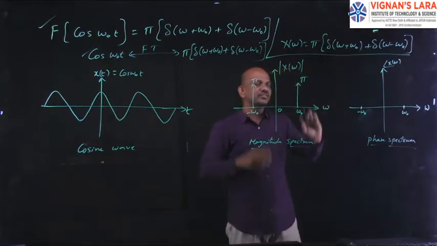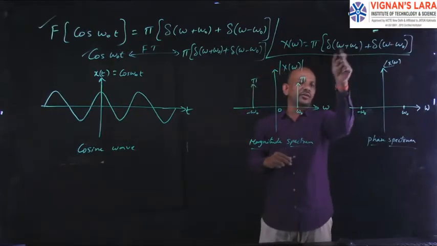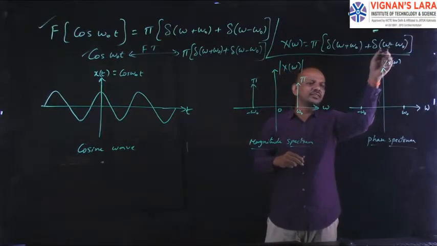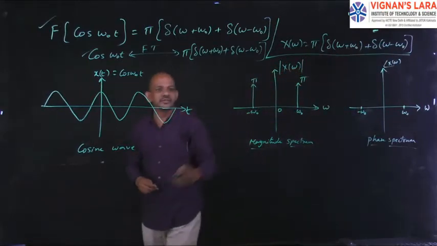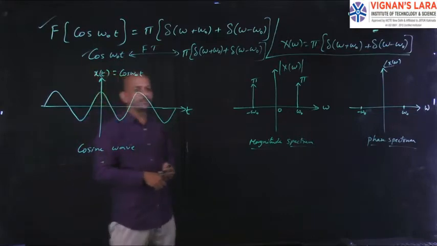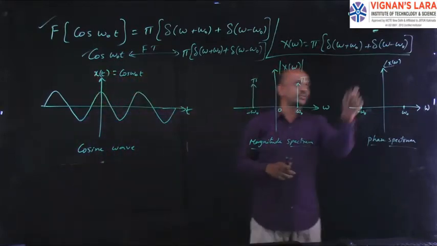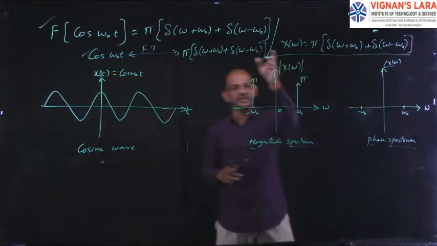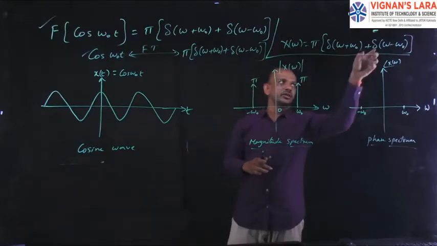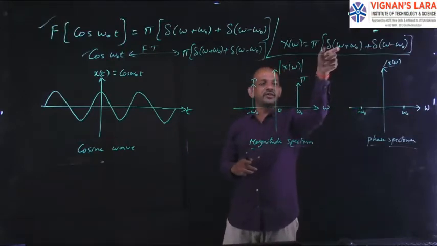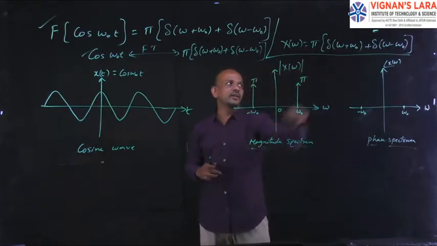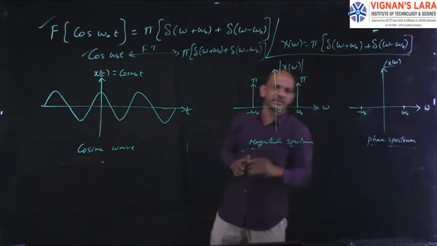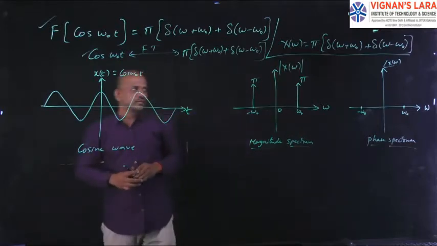For all the remaining values, we don't get 0 here, we don't get 0 here. That is, both are 0. 0 into anything is 0. For all the remaining values, it is 0. So this is nothing but the magnitude spectrum. Okay, so the magnitude spectrum is only at 2 points. That is at omega naught and minus omega naught. At omega naught, we have this value as 1. At minus omega naught, we have this value as 1. So at omega naught, 1 into pi, or minus omega naught, 1 into pi. Clear? So this is the magnitude spectrum.